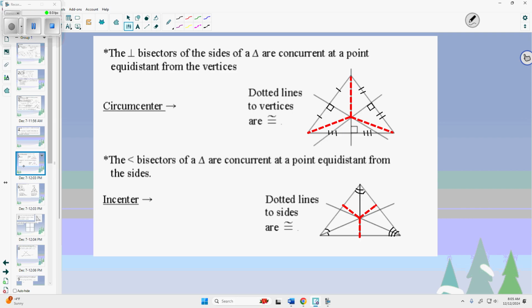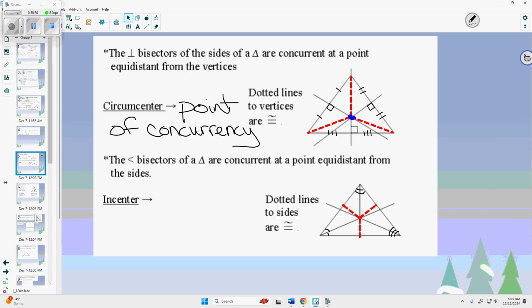So when I look at that next picture, it's showing you those dotted lines. Here is my point of concurrency. That is called the circumcenter. Point of concurrency. So for the perpendicular bisectors, the point of concurrency, the circumcenter, is an equal distance from the corners. So if you look at the triangle I've drawn there, the dotted lines are the same distance.